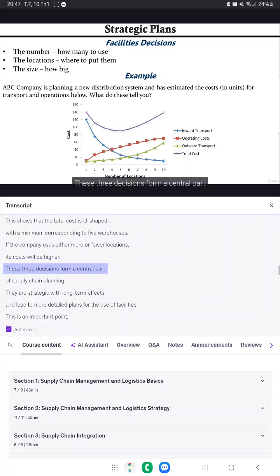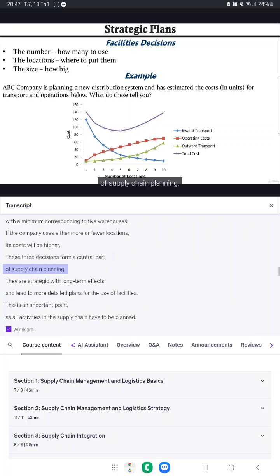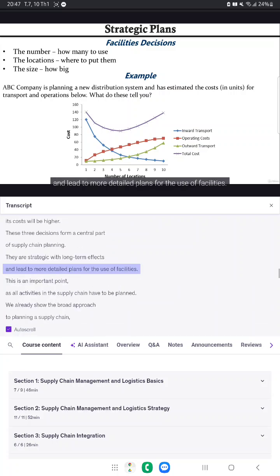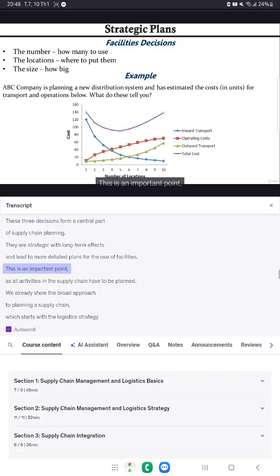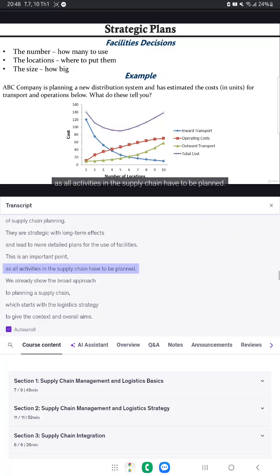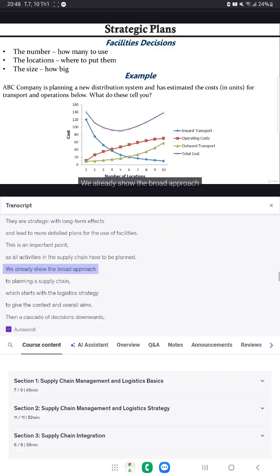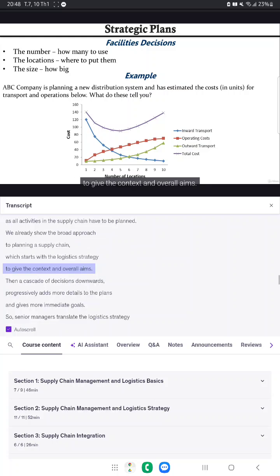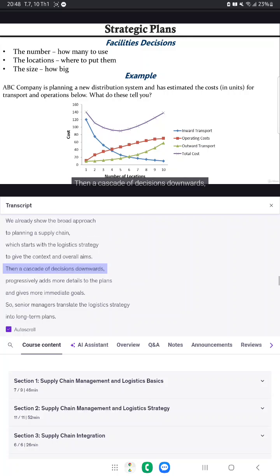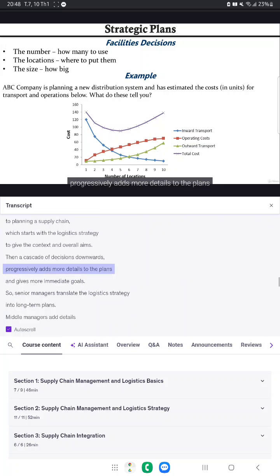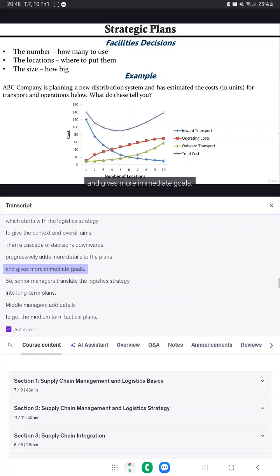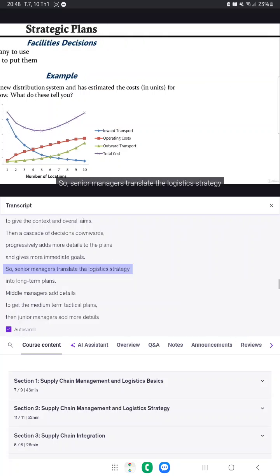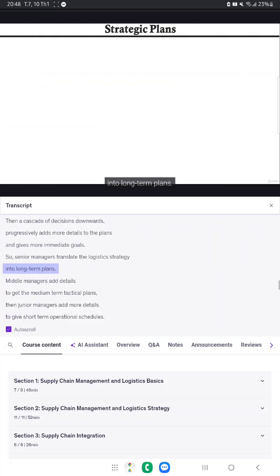These three decisions form a central part of supply chain planning. They are strategic with long-term effects and lead to more detailed plans for the use of facilities. This is an important point as all activities in the supply chain have to be planned. We already showed the broad approach to planning a supply chain, which starts with a logistics strategy to give the context and overall aims. Then a cascade of decisions downwards progressively adds more details to the plans and gives more immediate goals.